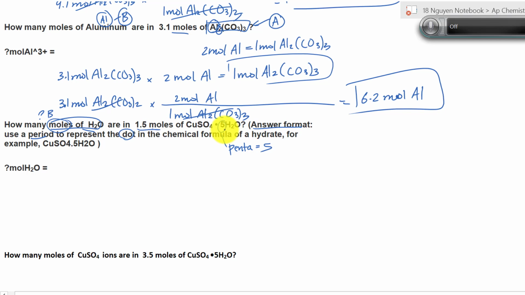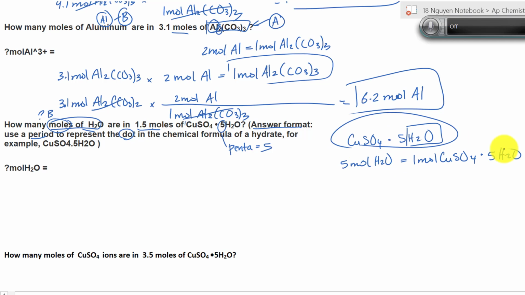So from here, if we look at this, that is the water right there, right? So we know that this whole entire thing, let me rewrite this again. And here is our water. So we can tell that we have 5 moles of H2O in 1 mole of this whole entire thing. So that is our mole ratio right here. That relates water and the whole entire chemical formula.